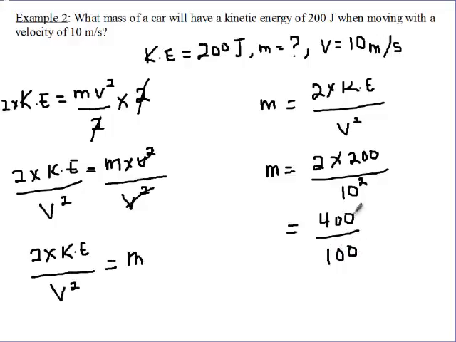Now here we see that the top number has 2 zeros, the bottom number has 2 zeros, so they can cancel out. We are left with 4 over 1. So our mass is equal to 4 kilograms. Don't forget it is mass we are trying to find. 4 kilograms.